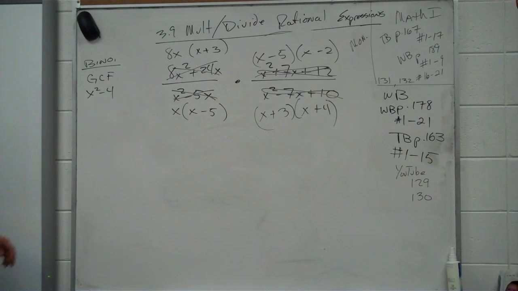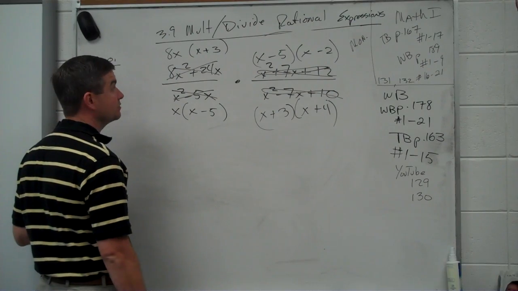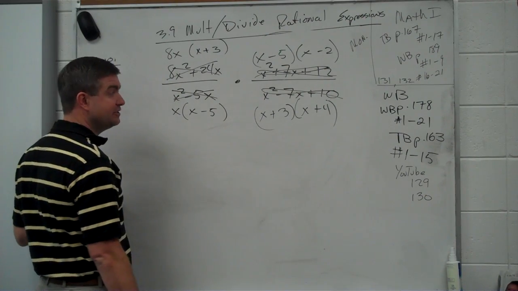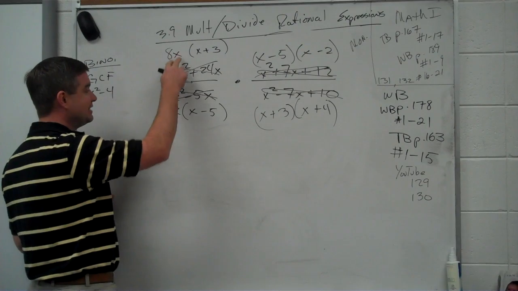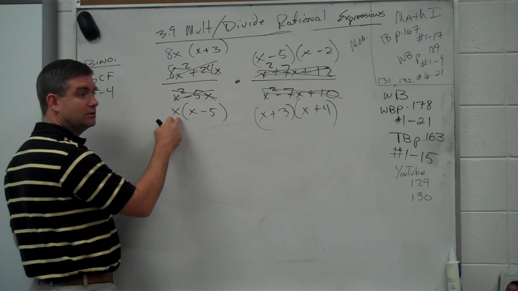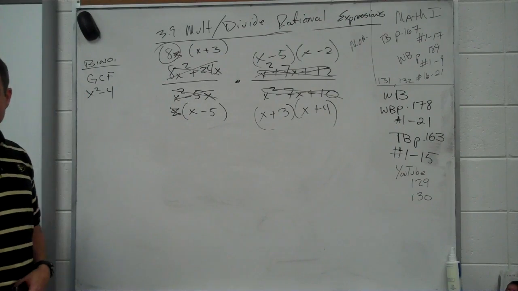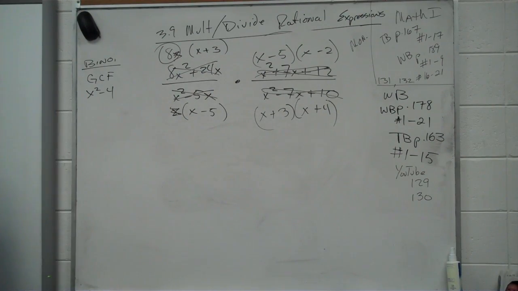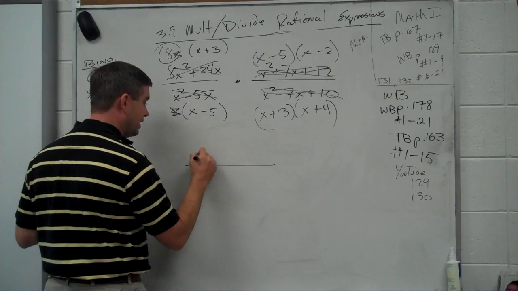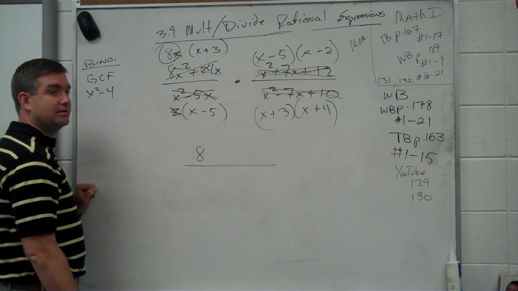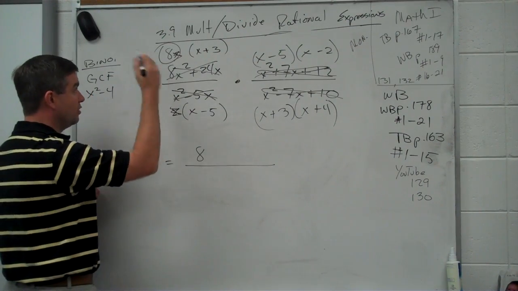Now what do we do? Cancel, cancel, cancel. We could multiply, but it's easier to cancel now. 8x and x, what cancels? The x's do, and I circle that 8, meaning that 8 is still there. It needs to go in my answer. If I wanted to, down here, I could go ahead and put an 8 there in my answer, because I know it's going to be there.